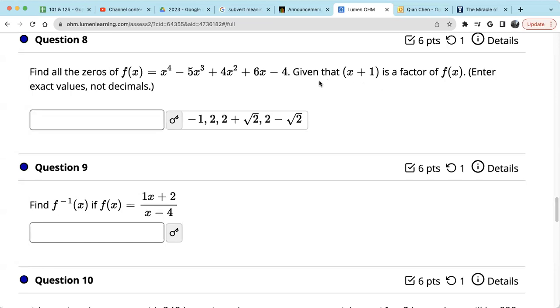Let's see this question. We have a polynomial of degree 4. The leading coefficient is 4.